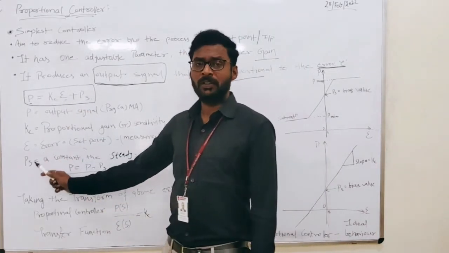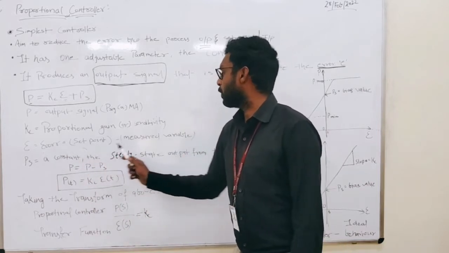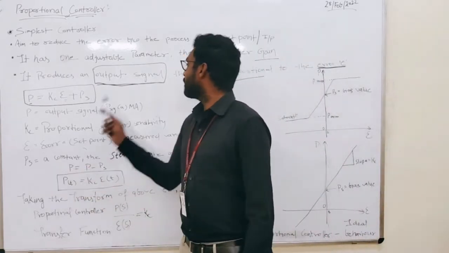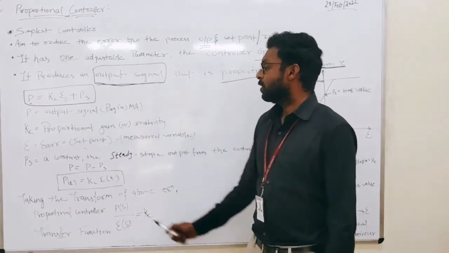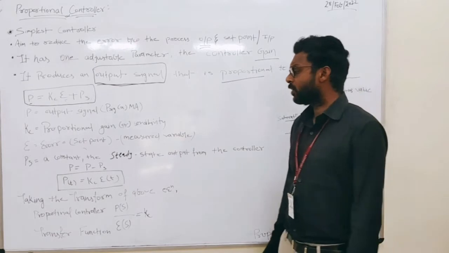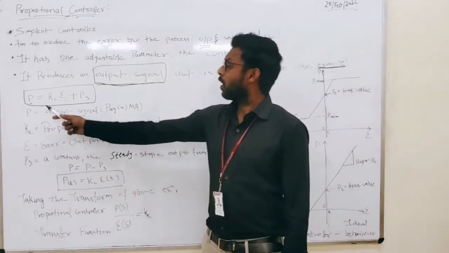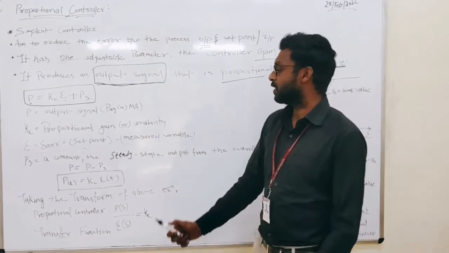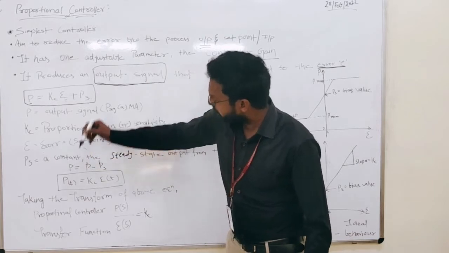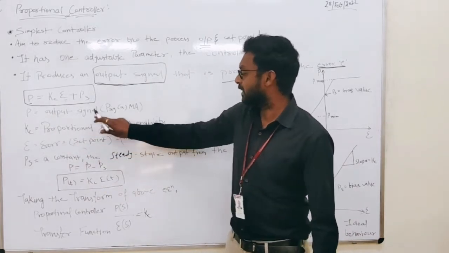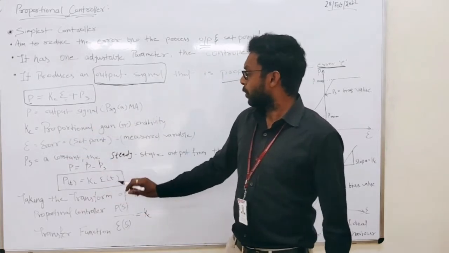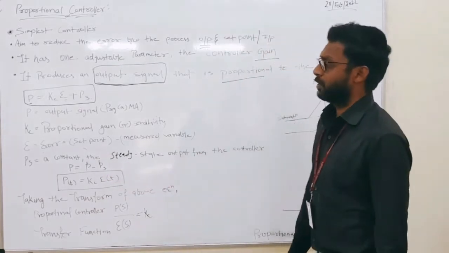How can we find the error value? I explained that in the previous lecture: error value equals set point minus measured value, and p_s is a constant value that we call the steady state output from the controller. Now we can write this output in a simpler way: capital P, that is the output signal, equals the proportional value plus the steady state value.